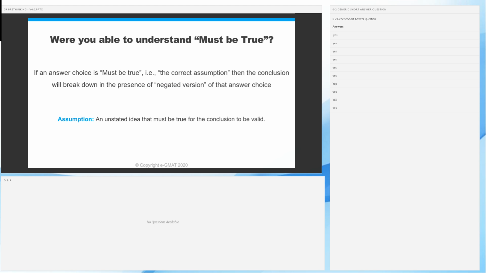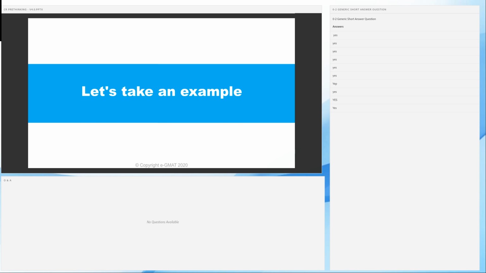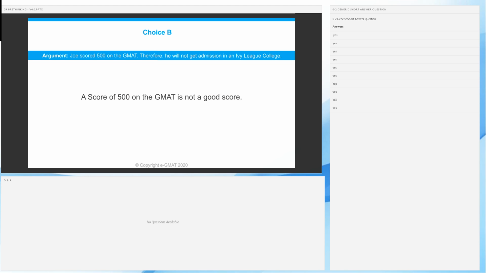Now, where does this must be true come from? It comes from the very definition of an assumption. It also works the other way. When you look at an incorrect answer choice and say, hey, this is not must be true, what you're really saying is, regardless of that statement, nothing is going to happen to my conclusion. Now, let's take a couple of incorrect answer choices. Same argument.